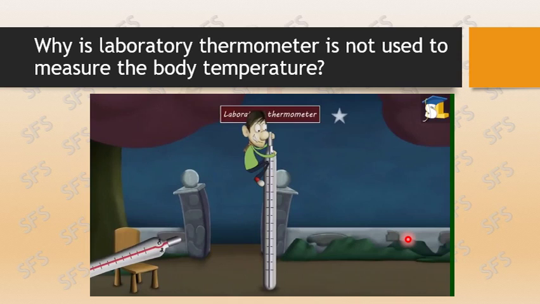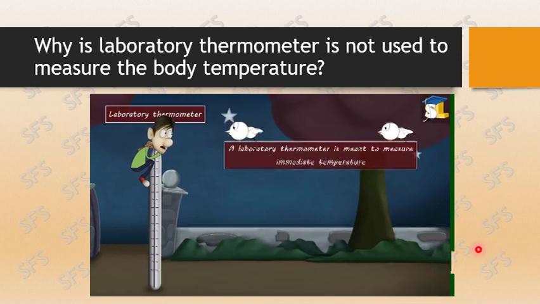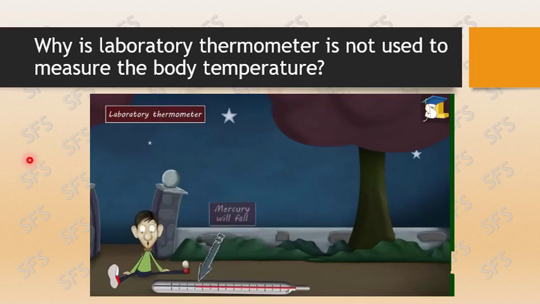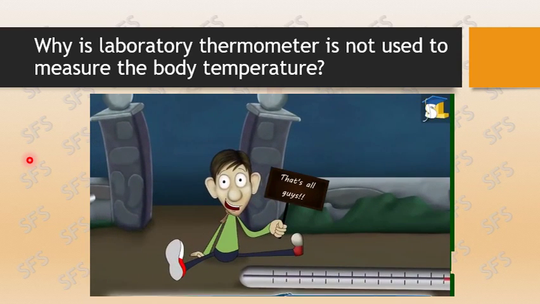Now, in a laboratory thermometer, this kink is absent. This is because a laboratory thermometer is meant to measure immediate temperature. Hence, after recording our body temperature, until we check it, the mercury will fall, thus not giving us an accurate reading. So hope you guys understood using this video.